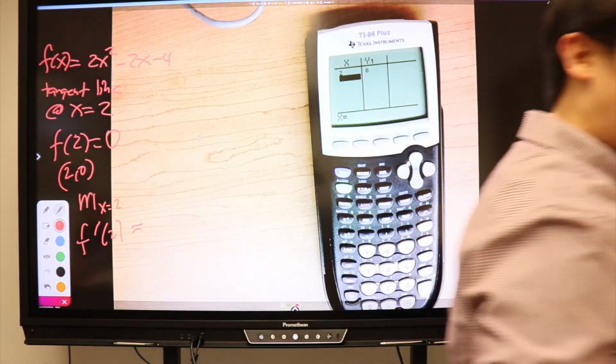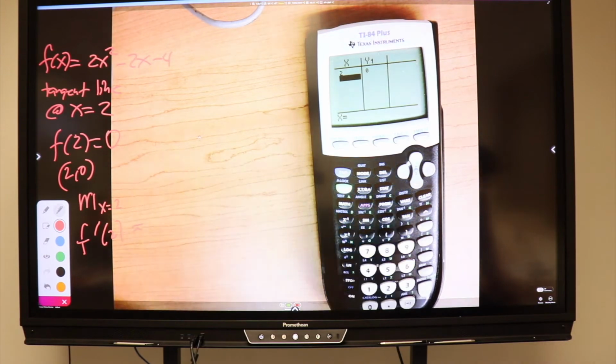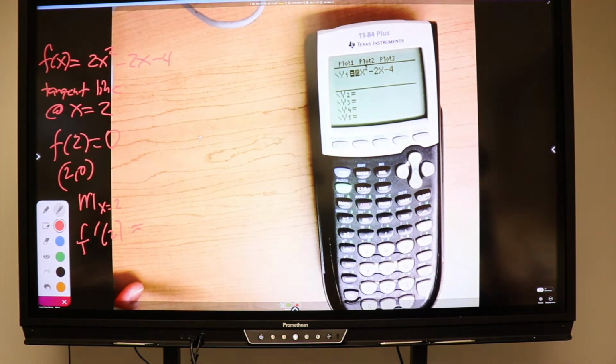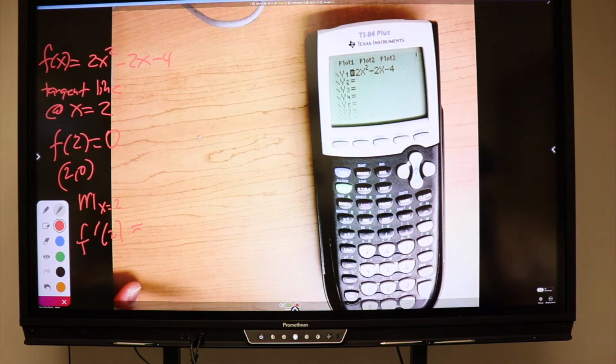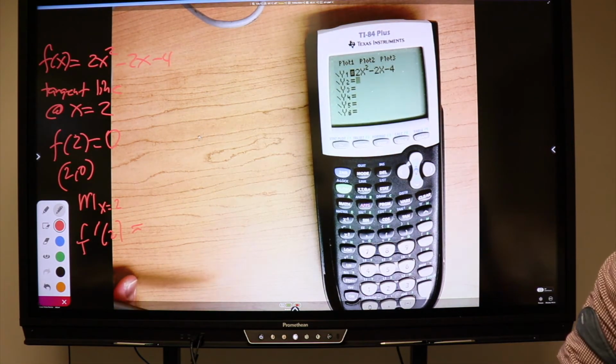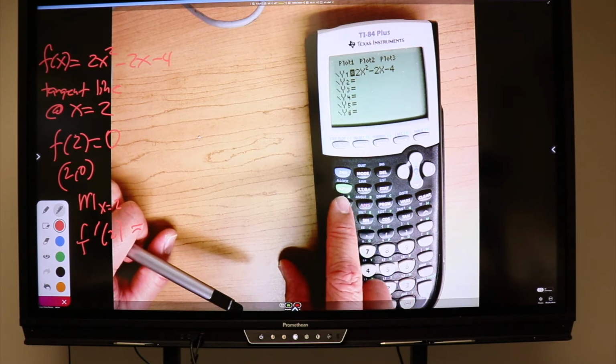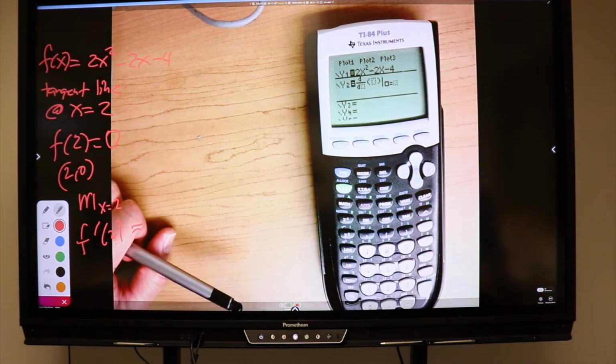Ready? This is how or why your calculator is powerful. Go to y equals. On the second y, we're going to tell the calculator to find the derivative of the function at any given point. This is how. Push math, 8. Do you have this in your calculator?